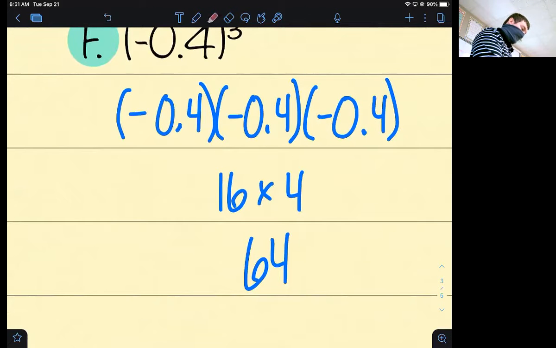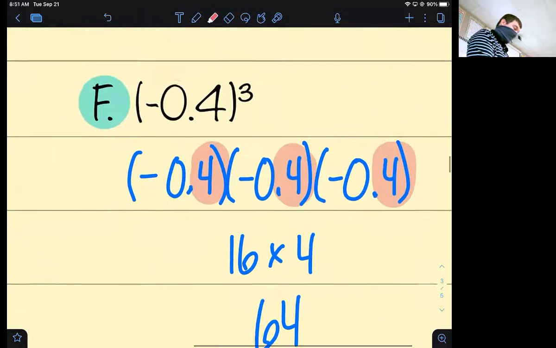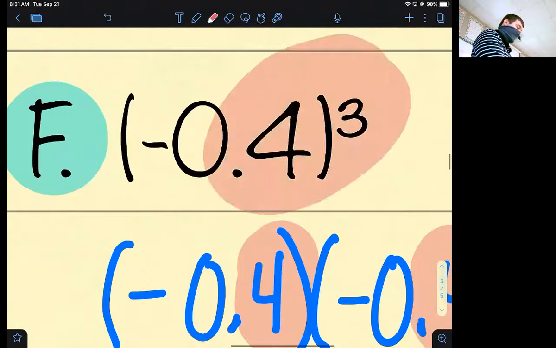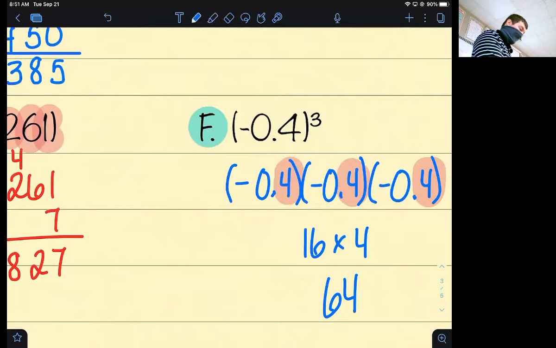Now, how many decimal places should I have? 3. Yes, it looked like there was one up here, but it repeats 3 times, doesn't it? So there's going to be 3, which means I need to put my decimal behind the 4 and count over 1, 2, 3, and that blank spot is going to have a 0 in it. So 0.064. How many negatives do I have? 3. 2 negatives make a positive. 3 negatives, back to negative. So it should be negative 0.064. Questions?